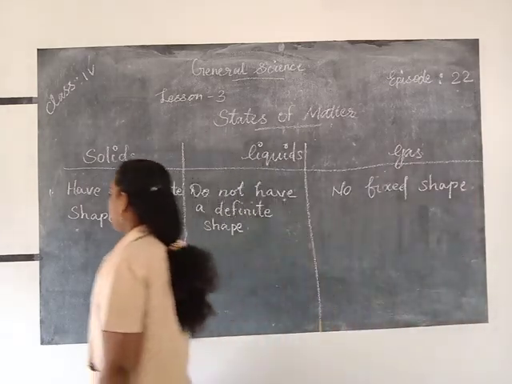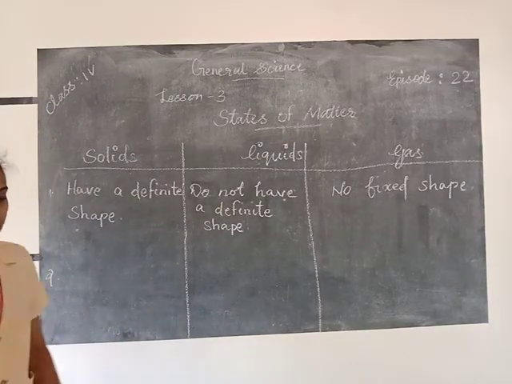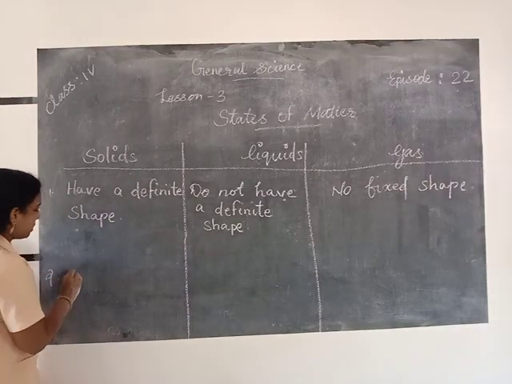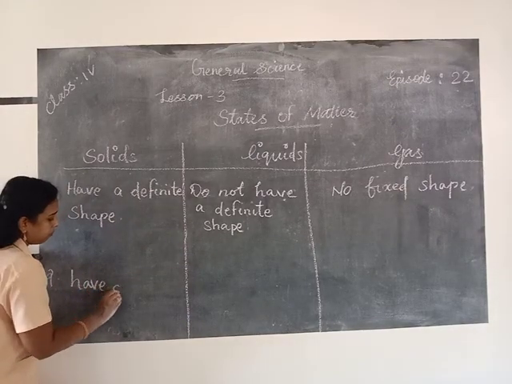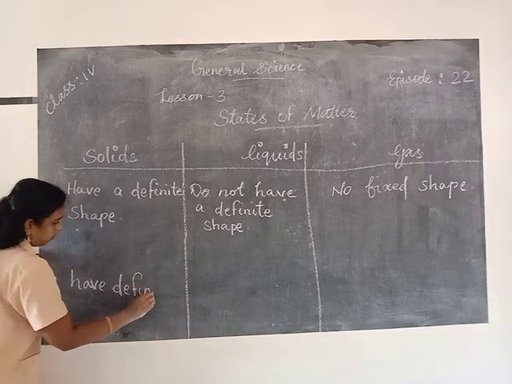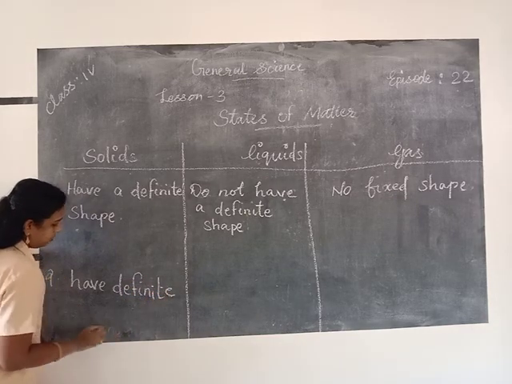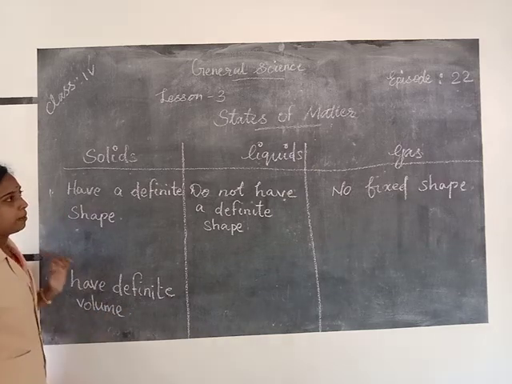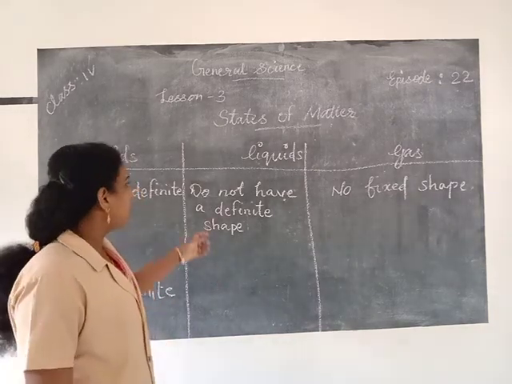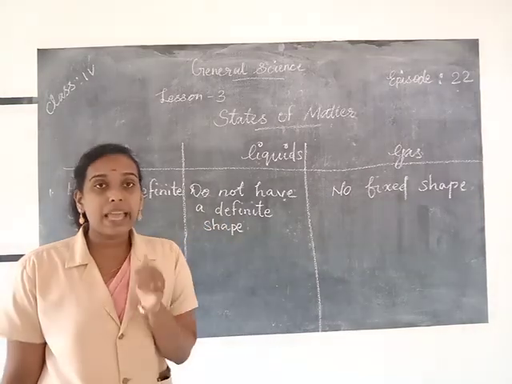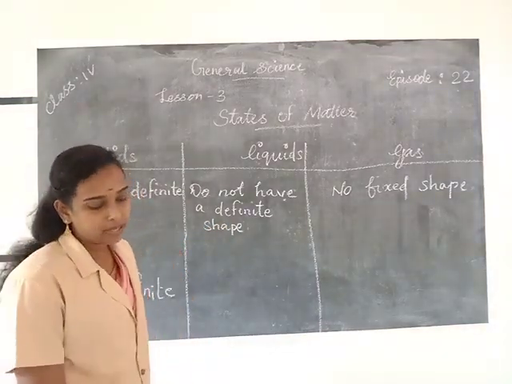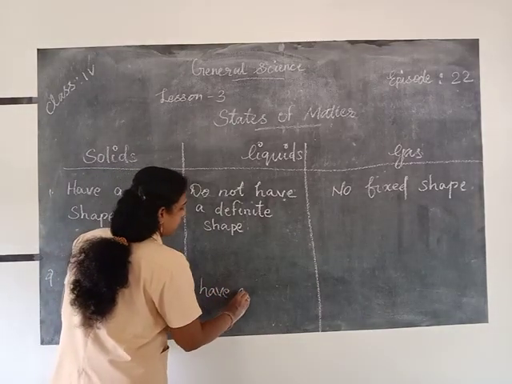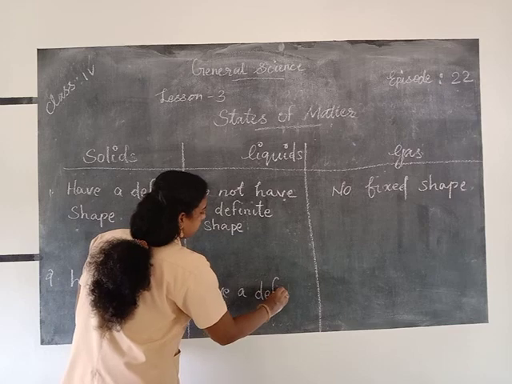Then volume. Solids have definite volume. Liquids do not have definite shape, but they have definite volume. Liquids have a definite volume.